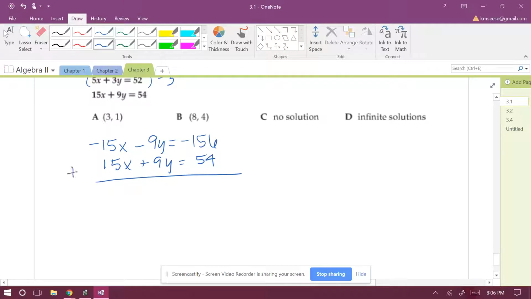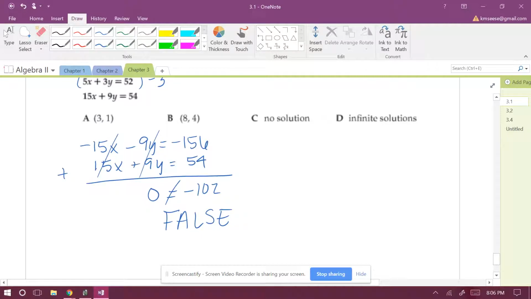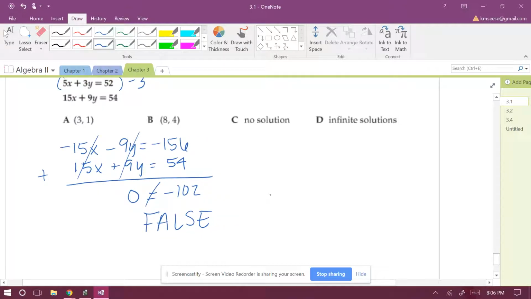Add these together. My x's cancel. My y's cancel. So I'm left with 0 equals, but this does not cancel. This is negative 100. So this is false. This is not a true statement. 0 does not equal negative 100. So this would be inconsistent, which means no solution.